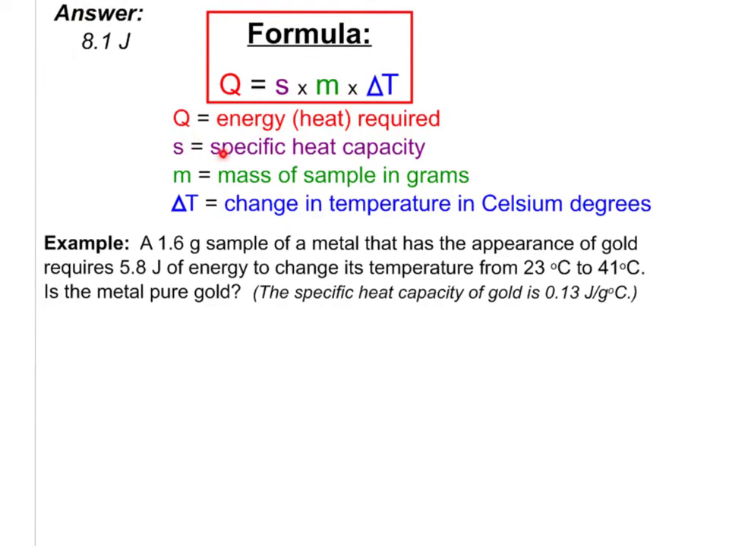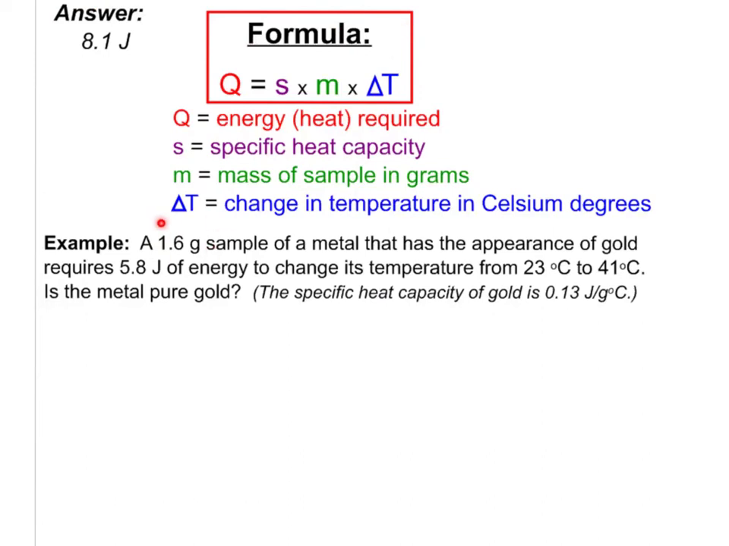S in our equation stands for specific heat capacity. M is the mass of the sample in grams, and delta T is the change in temperature in degrees Celsius. This is in essence what we've been doing. You could have come up with this formula all on your own, even if I hadn't given it to you, but I'm going to give it to you. That makes it really easy. Let's do an example together.